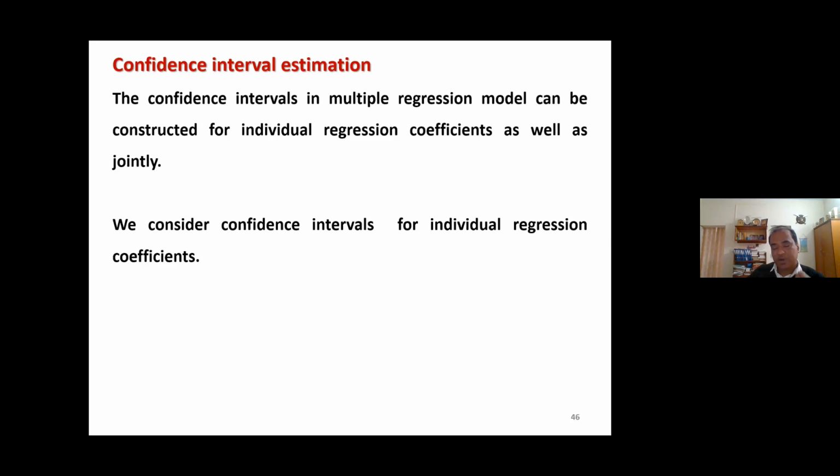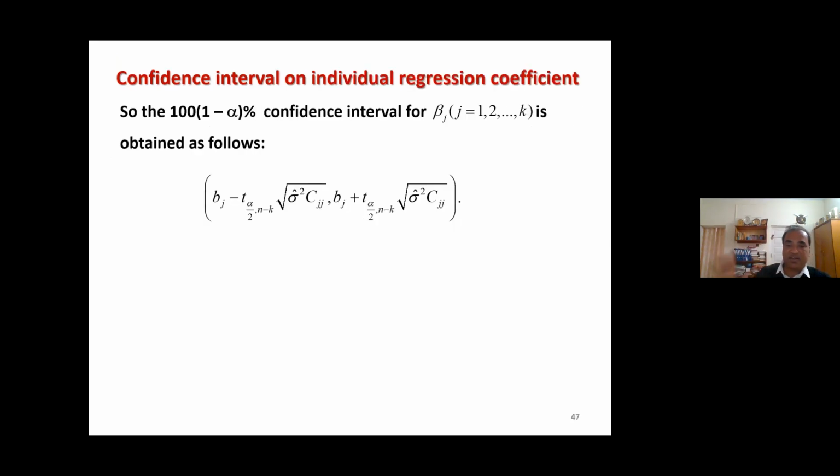Why? Because you are trying to find out the values at a point. The values of beta 0, beta 1, beta 2 are going to be 3.97, 1.98. So these are only the point estimates. Now we consider the confidence interval for these beta j's.